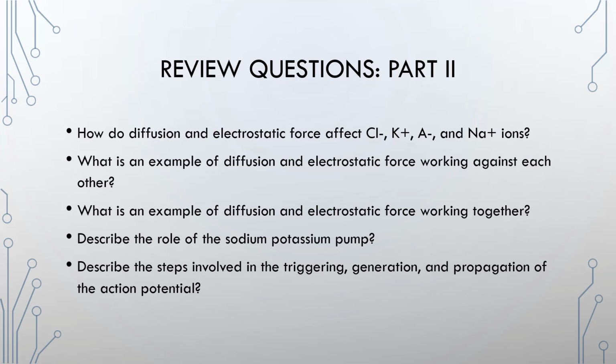Back to other simple questions. These are in no particular order, but what's the role of the sodium-potassium pump? And then, of course, as I just hinted at, what are the steps involved in the triggering, the generation, and the propagation of the action potential? So these are a lot of different pieces, but we talked about what it takes to trigger an action potential, what it takes to generate it, and also something like, how does an action potential signal to the next neuron? Things like the rate code, the all-or-none rule.